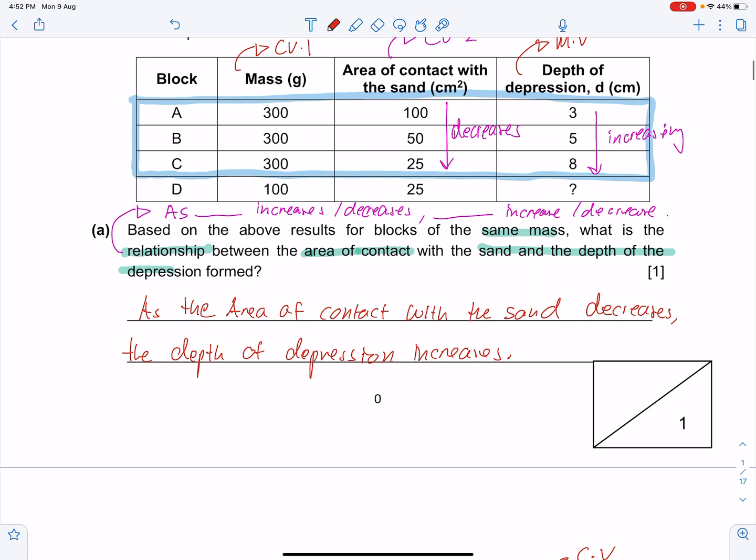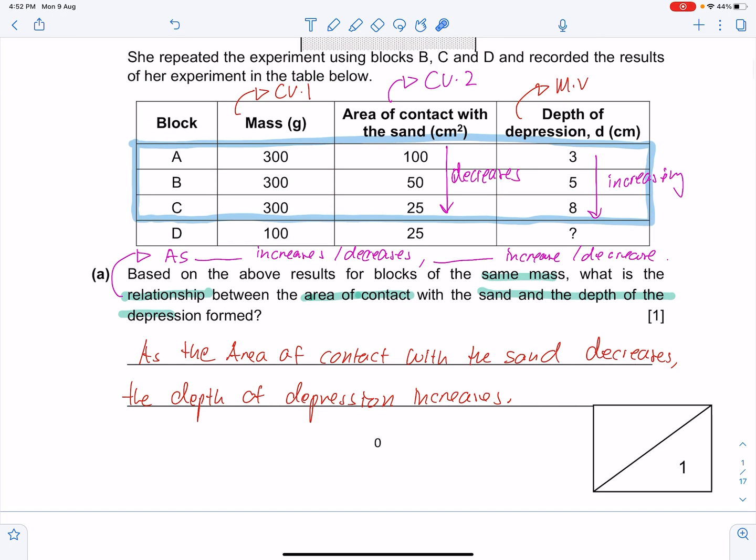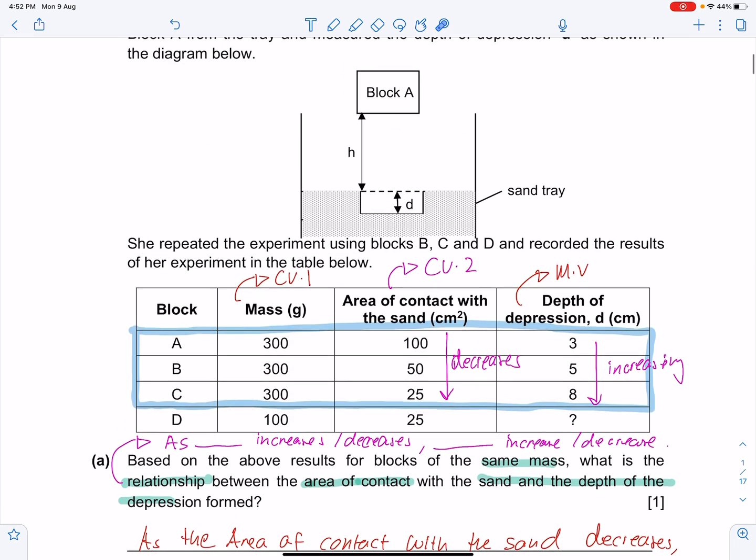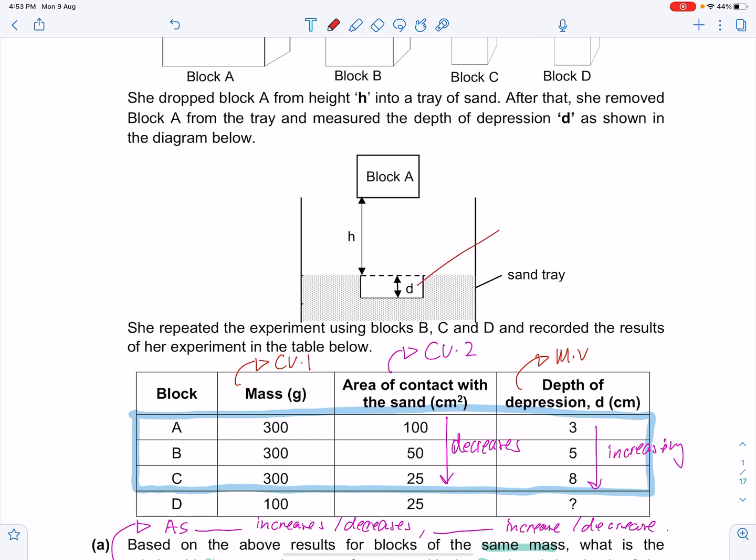Now, if we take a look at block D, they're asking you what could be the depth of depression when you compare D with C. So, firstly, we have to ask ourselves, what causes this depression? In the first place, what causes this depression will be the fact that you have different amounts of gravitational potential energy. How do you actually increase gravitational potential energy? So right off the top, we know that this depth is related to GPE, gravitational potential energy.